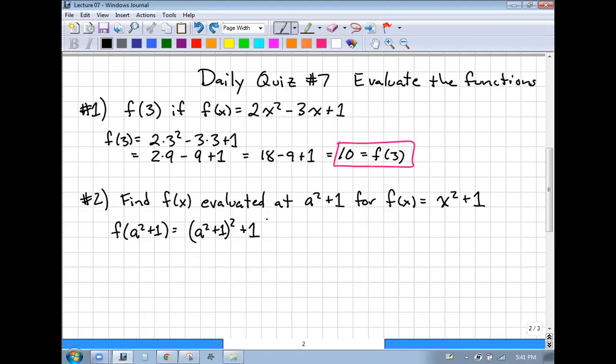Okay? If we want to, you could say, okay, a squared squared would be a to the 4th. Then we'd have a squared times 1 plus 1 times a squared, which would be 2a squared. And then 1 squared is 1, plus 1, so a to the 4th plus 2a squared plus 2. Either one of these is fine. Okay, they're equal.